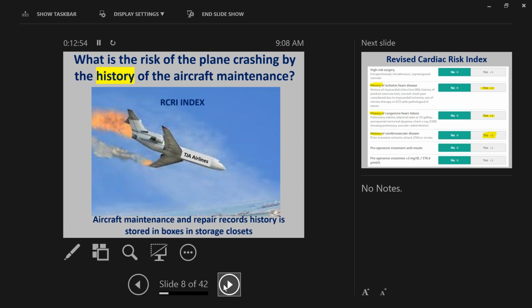So what is the risk of a plane crashing by the history of the aircraft maintenance? Well, it really doesn't tell you a lot. Nobody's looking at it. It's not even digitalized. The aircraft maintenance and repair records and that history is stored in boxes and in storage closets. It's just recently some people are digitalizing it. It's not available. I don't think anybody ever checks it, unless there's been a problem, and then you go back and look for it.